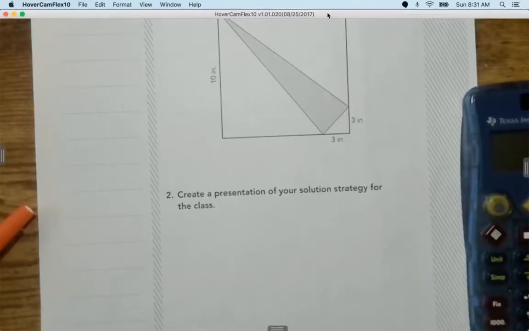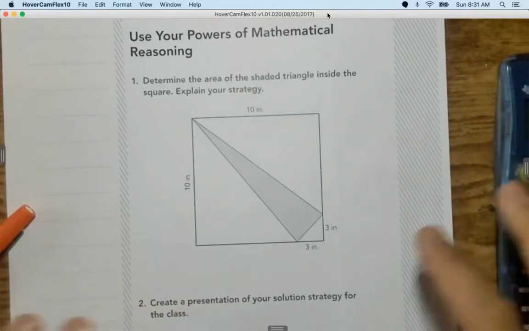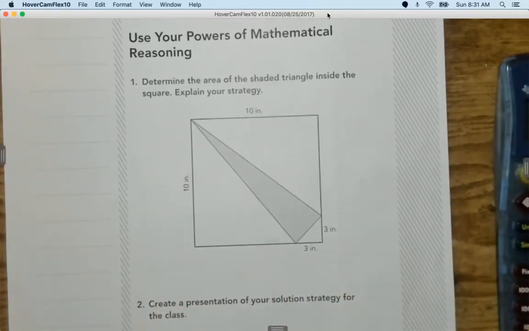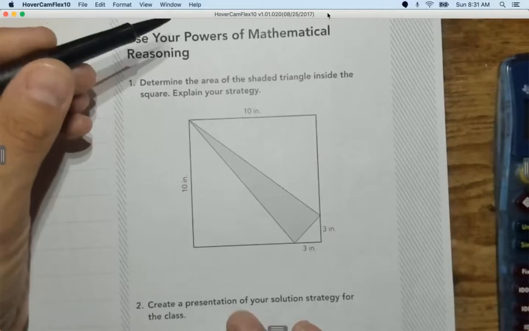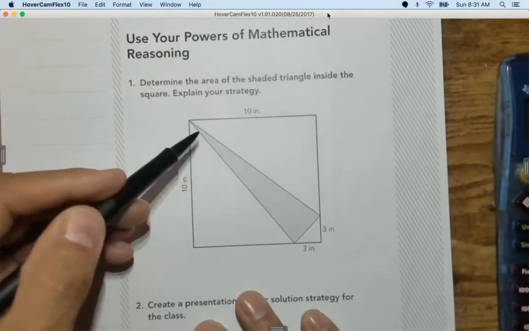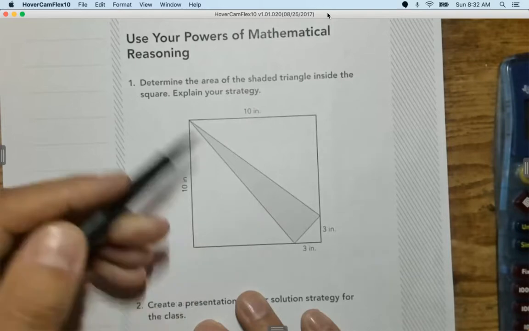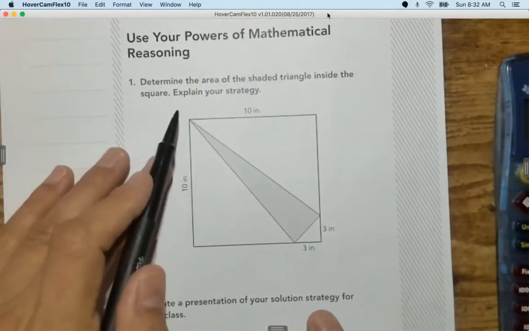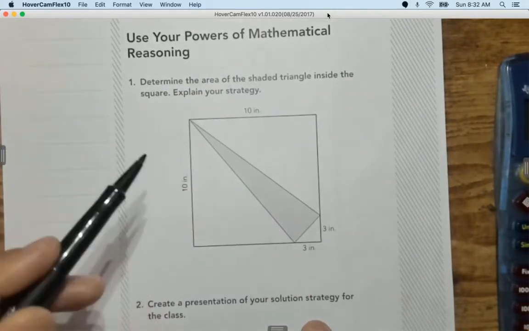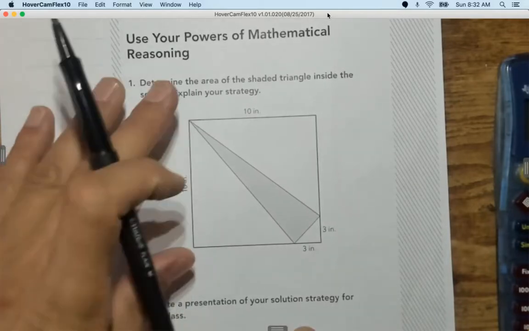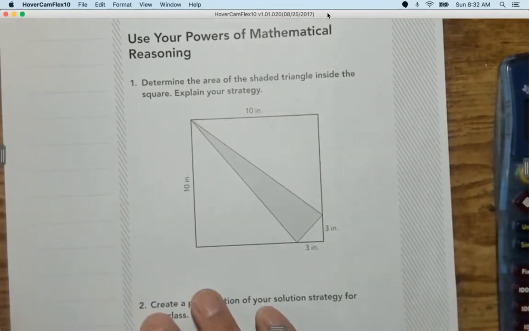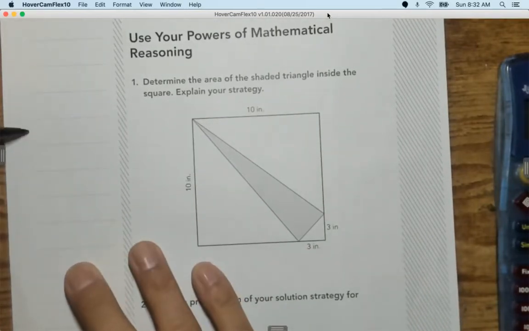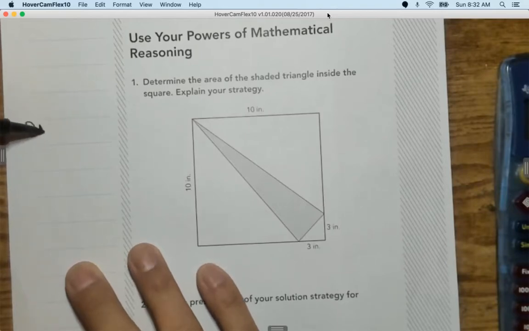So when I was first looking at this, I'm like, this shouldn't be that tough of a problem. And then I looked, I'm like, didn't it give us a couple things that does make it kind of a tough problem. Determine the area of the shaded triangle inside the square. Explain your strategy. So I need to figure out the triangle here, and I need to then somehow figure it out. But they don't give me the base of the triangle or the height of the triangle. So that means I'm going to have to figure out the whole thing and subtract away what I don't want to know. Okay. So first, I figure out the area of the square.